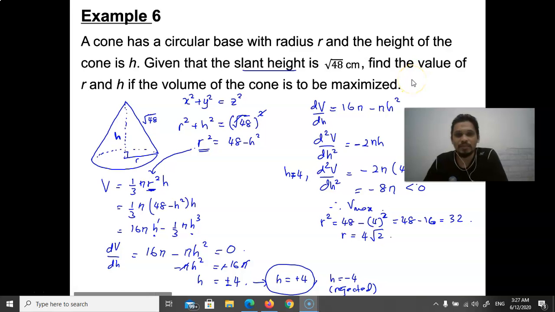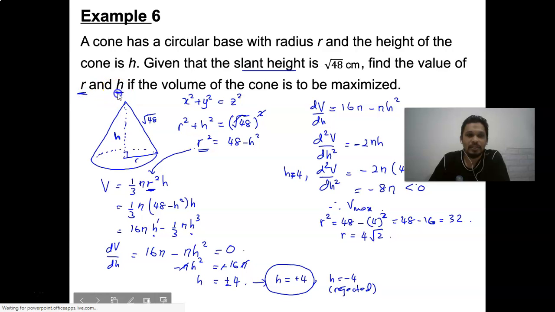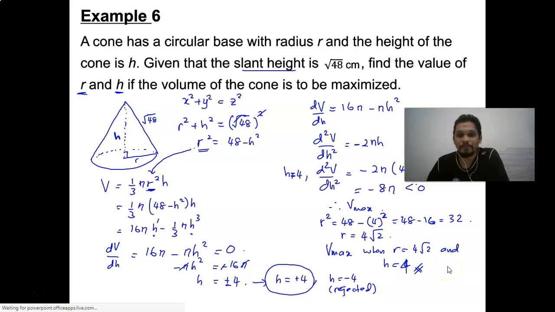Okay, what's the question it wants from us? Find the value of r and h if the volume of the cone is to be maximized. So to be maximized, r equal to 4 square root of 2 and h equal to 4. Okay, so let's see the steps one by one, and I hope all of you understood my explanation for this example here.